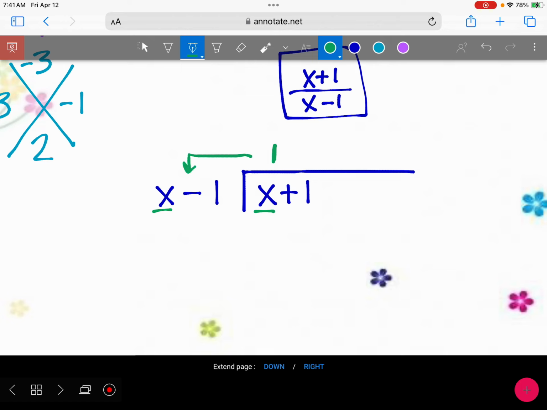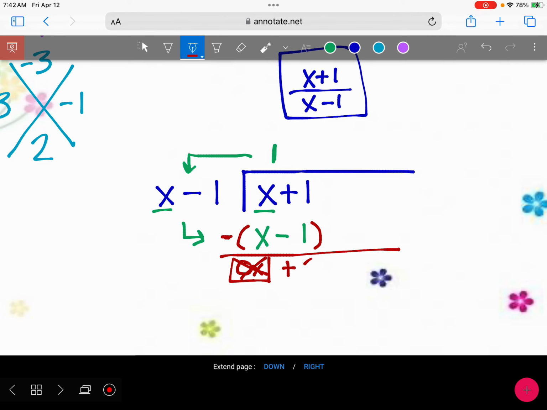Then we're going to multiply this 1 times this term and put it underneath: 1x minus 1. And we're going to come through and subtract both of these pieces. So our x minus x gives us 0 x's. That cancels out. That's the whole point. And then we have 1 minus -1, which is 2. This is plus 2.